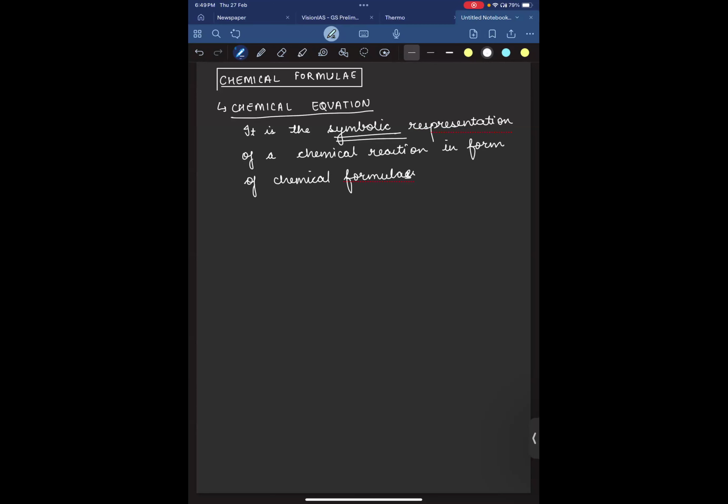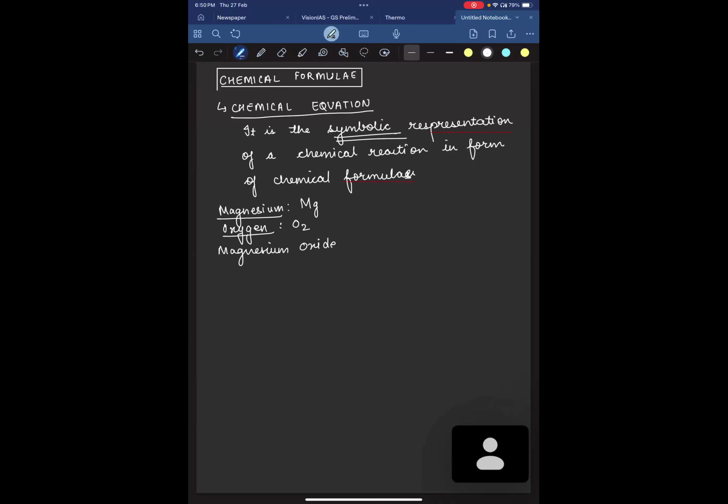So we have studied the burning of magnesium ribbon. What is the chemical formula for magnesium? Mg. Very good. Then what is the chemical formula for oxygen? O2. Very good. The chemical formula for magnesium oxide? Ma'am, MgO.